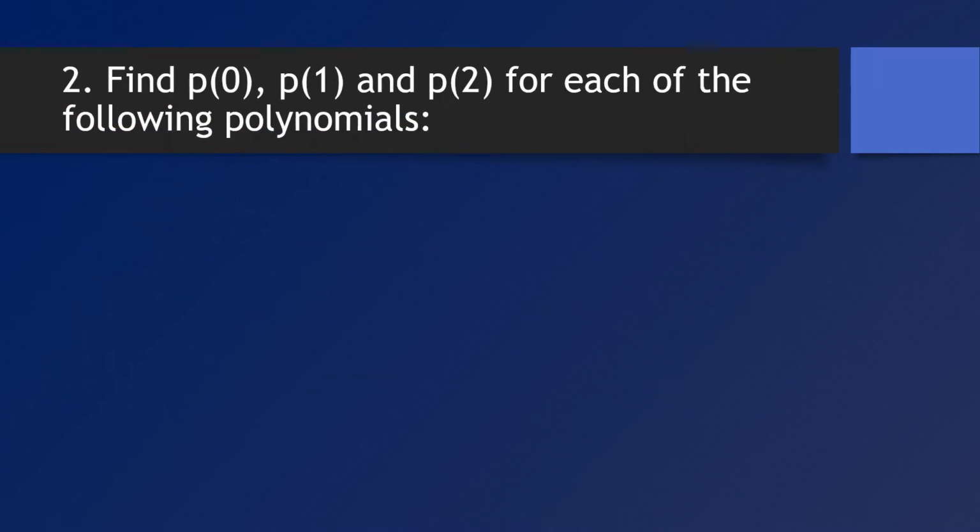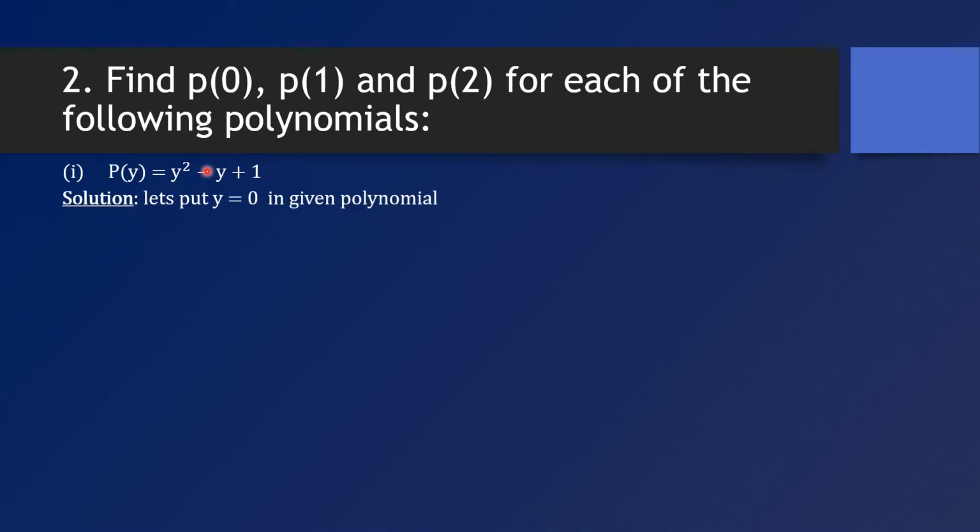So let's do question number two, that is find p of 0, p of 1, p of 2 for each of the following polynomials. The first part of this question is p of y is equal to y square minus y plus 1. So we need to put first y is equal to 0 and then y is equal to 1 and then y is equal to 2. In each case, we need to find the value of the polynomial.